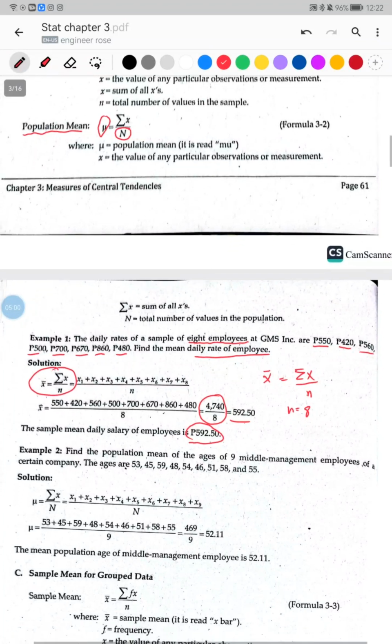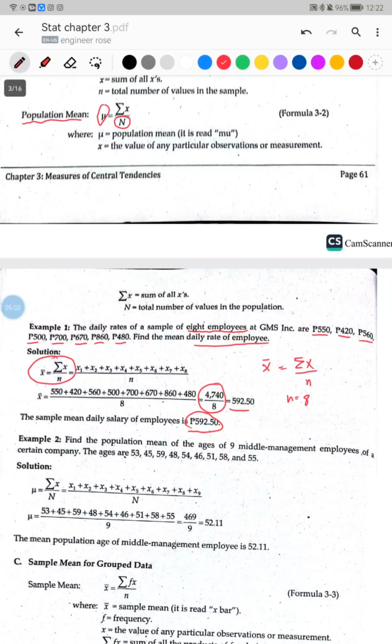Next example is the population mean. It is almost the same as the previous one. Find the population mean of the ages of 9 middle management employees of a century company. The ages are 53, 45, 59, 48, 54, 46, 51, 58, and 55.